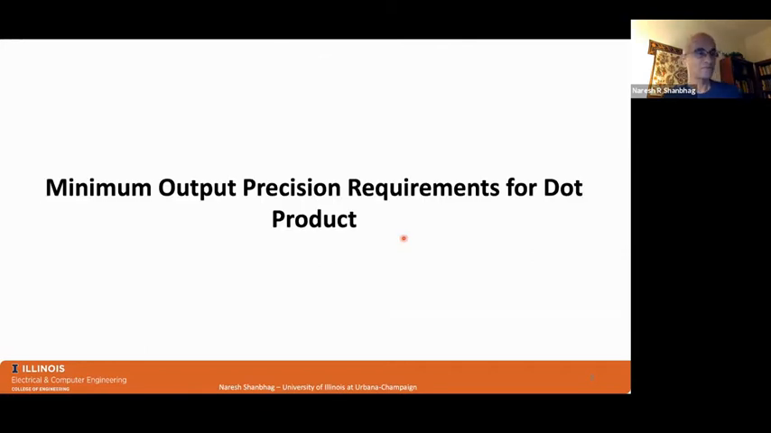So let's start with the first topic, which is minimum precision requirements of a dot product. This is output precision requirements.